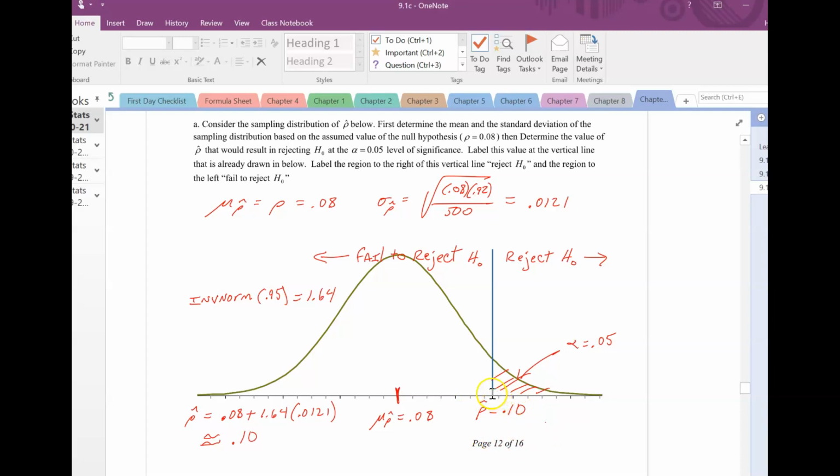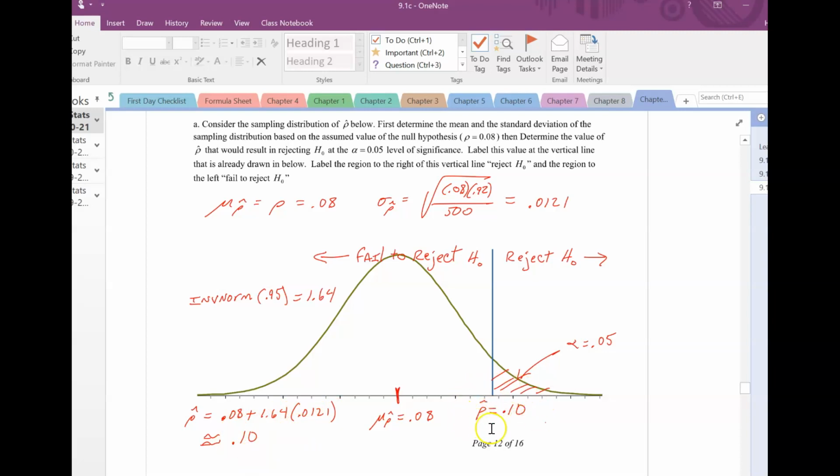So first of all, I need to know what the critical value is for this point. You're going to do an inverse normal of 0.95 to get a critical value of 1.64. All right, so we're going to go back to what we know about confidence intervals. This right here is the upper limit of a 90% confidence interval. So we're going to go 0.08 plus 1.64 times the standard deviation to get this 0.10.